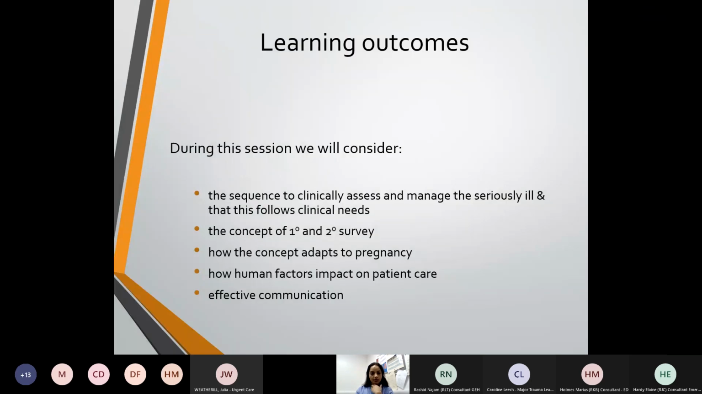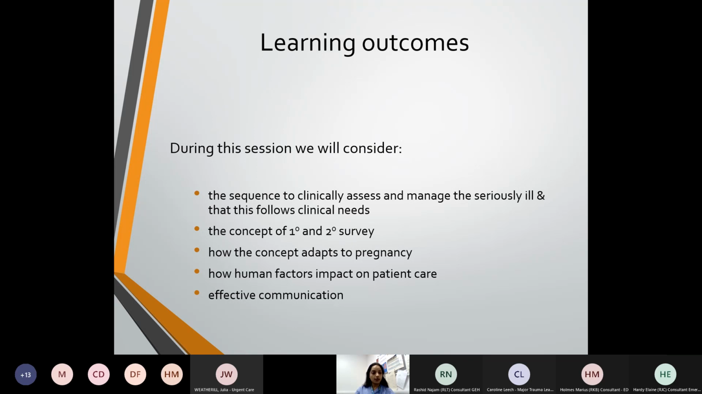I was not sure that we would have had a concept of primary survey and secondary survey and all that spoken about by my other colleagues, I would have thought. So I wanted to concentrate more in the next half an hour on what is specific for pregnancy. So how the concept adapts to pregnancy.